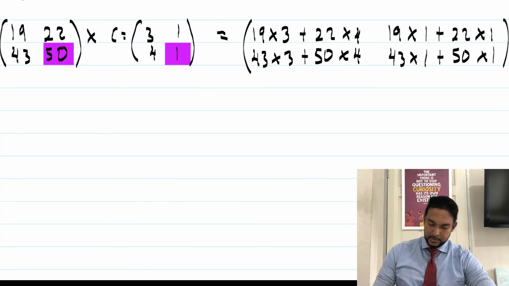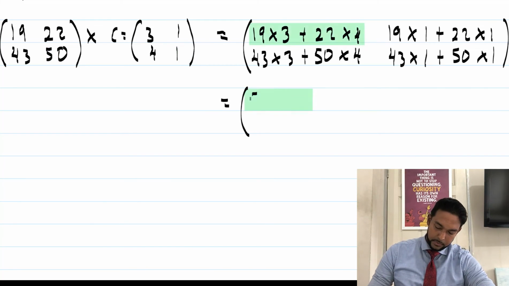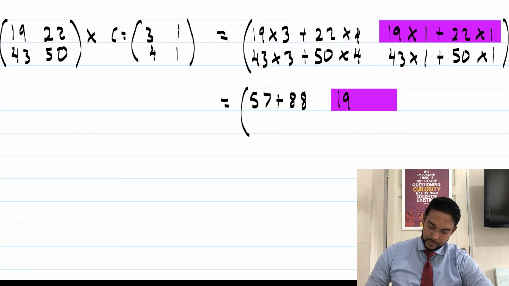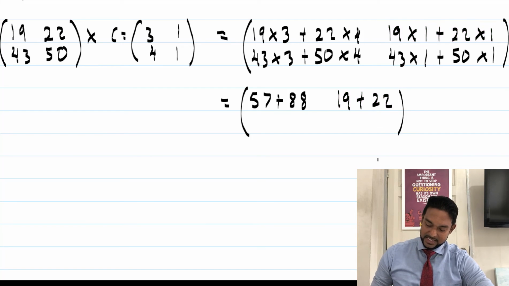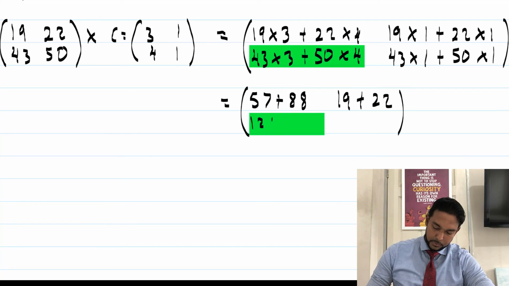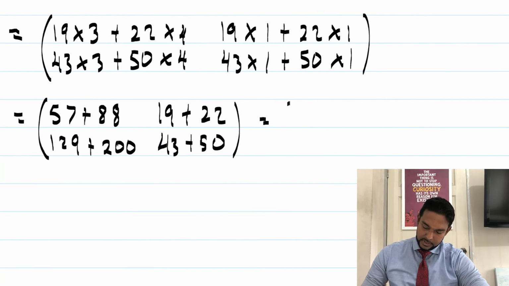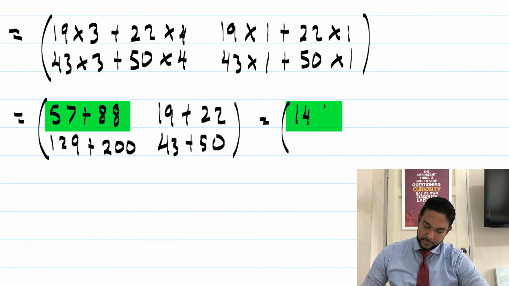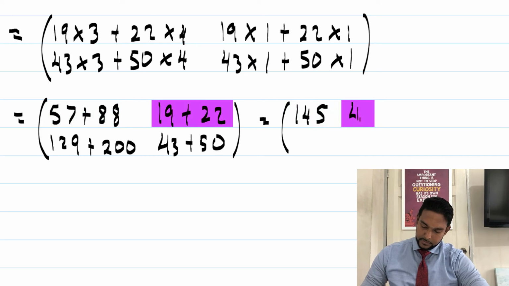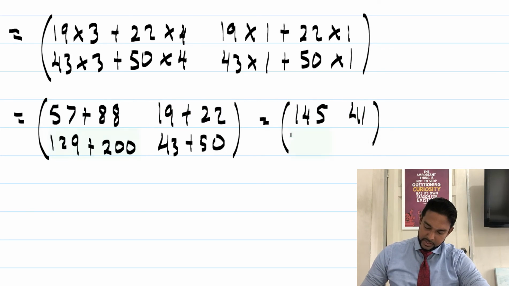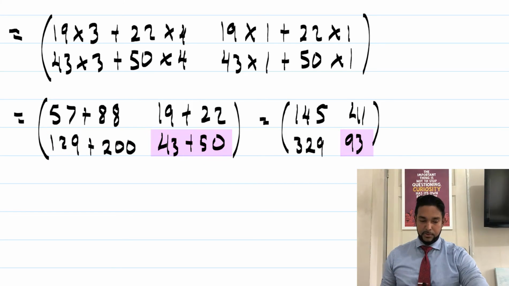Okay, so 19 by 3 will give us 57, 22 by 4 will give us 88. 19 by 1 is 19, 22 by 1 is 22. One is called the identity of multiplication because when you multiply by 1, you get back the same number. 43 by 3 is 129, 50 by 4 is 200. 43 by 1 is 43, 50 by 1 is 50. 57 and 88, I believe, is 145. You can correct me if I'm wrong. 19 and 22 is 41. 129 and 200 will give us 329. 43 and 50 will give us 93.